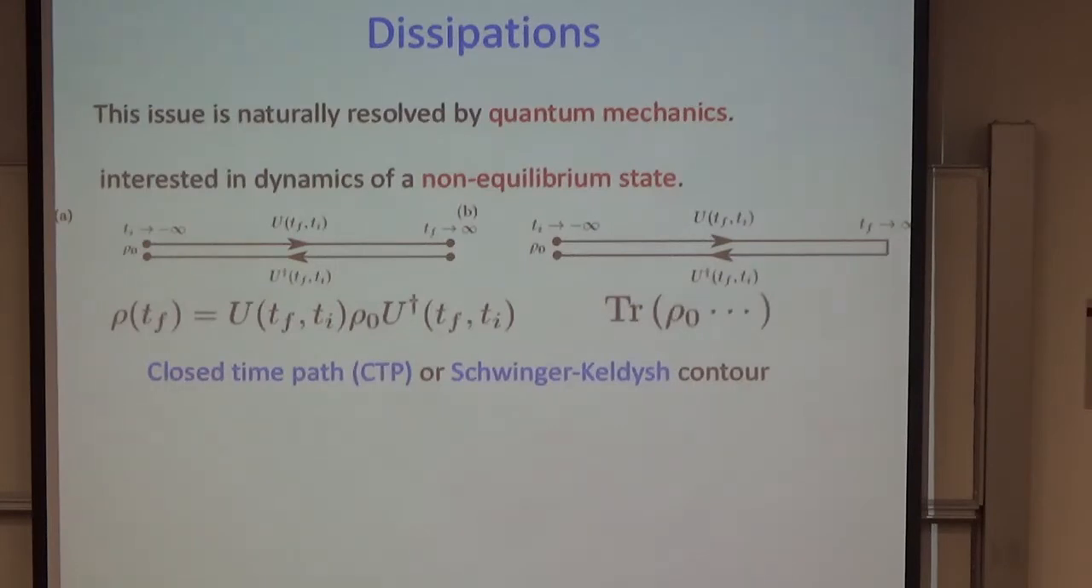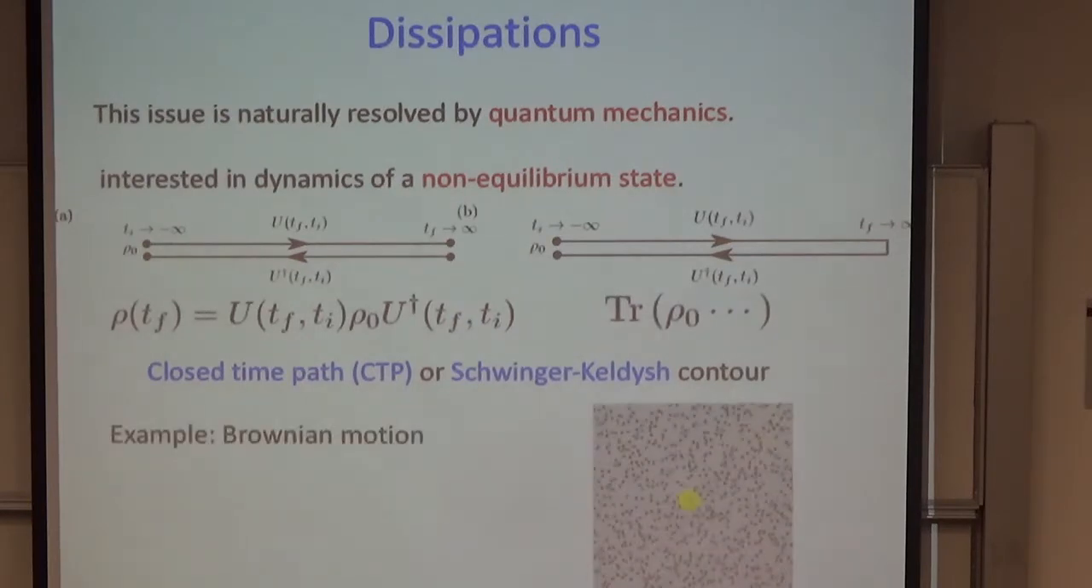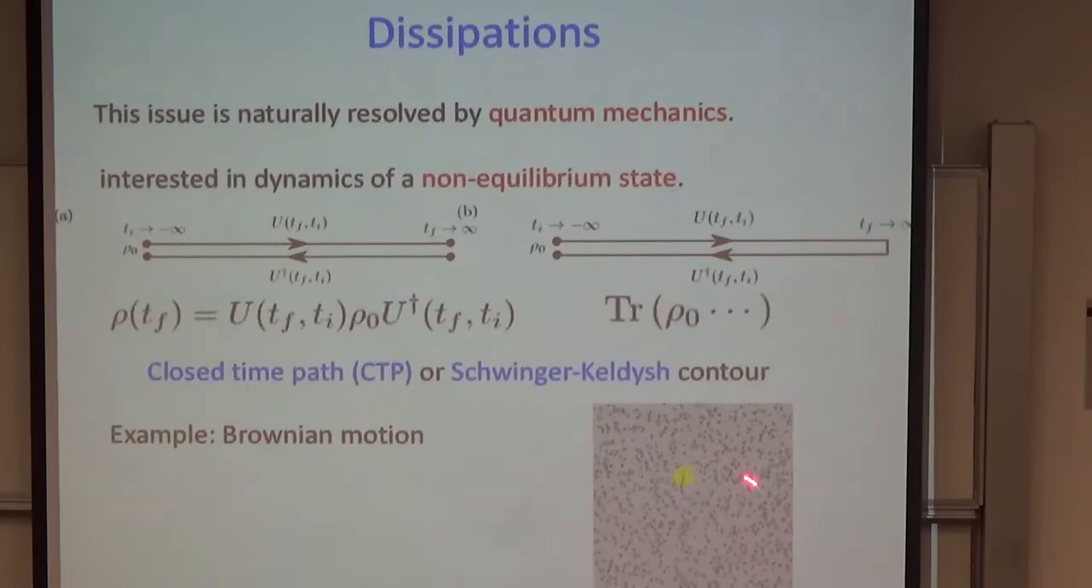So now, if you formulate the system on such a contour and then you do the effective action, then the dissipation can be naturally incorporated. Then you can actually easily get an action with dissipative terms. Okay, so the simplest example is just Brownian motion, which was already understood by Feynman in the 60s.